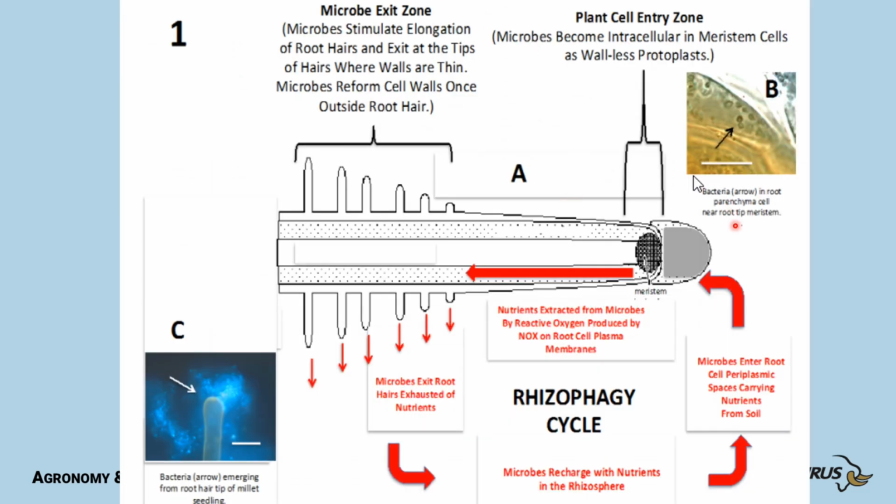We even have work that shows that plants, in what is termed rhizophagy, will take in bacteria in the root tip and extract the nutrients from them and then kick the shells out so that the microbes can in fact reorganize and rebuild themselves, so they can extract nutrients directly from microbes. If you want to read more, just look up rhizophagy and you'll find a couple of papers on it.